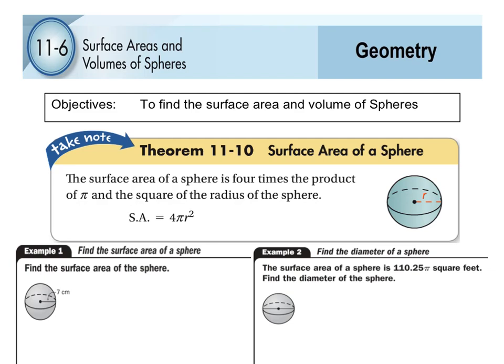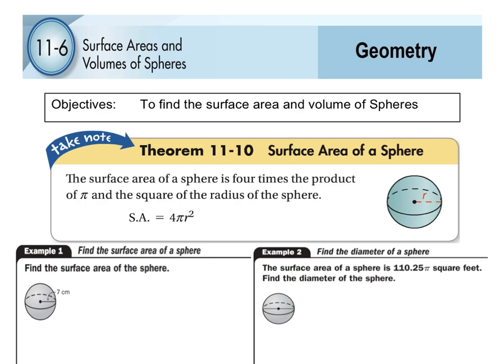This is section 11.6, part 1, where we're starting to talk about surface areas and volumes of spheres. Okay, so here in section 11.6, the first thing we're going to talk about is the surface area of a sphere. You'll notice we don't discuss lateral area of a sphere.